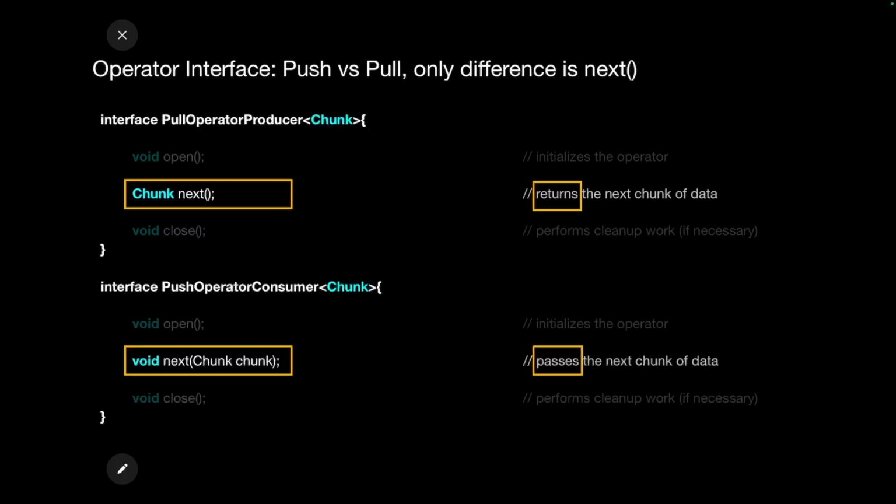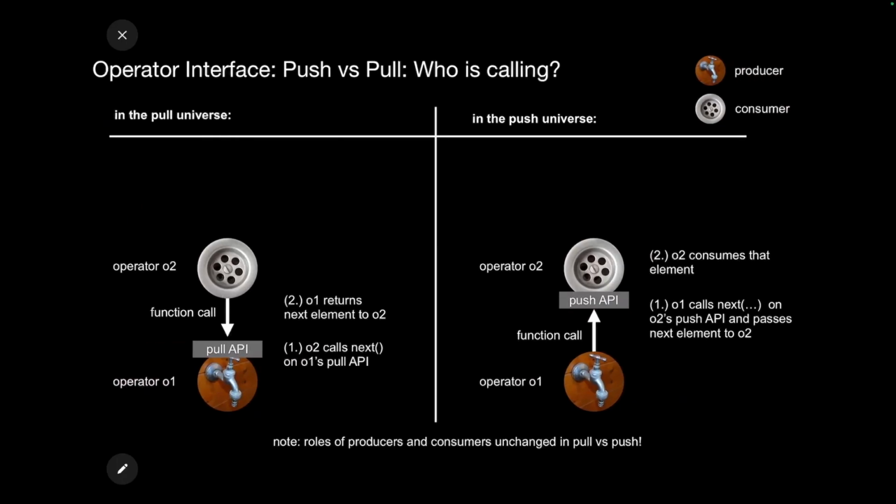So the only thing that's being changed here is, so far we talked about pull operators. You call next, and then you return a chunk. Now it's the other way around. You call next, it doesn't return anything, and you pass the next chunk of data to be processed. And when you put them side by side, it's something like this.